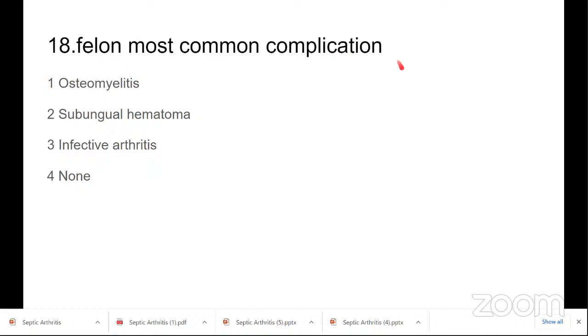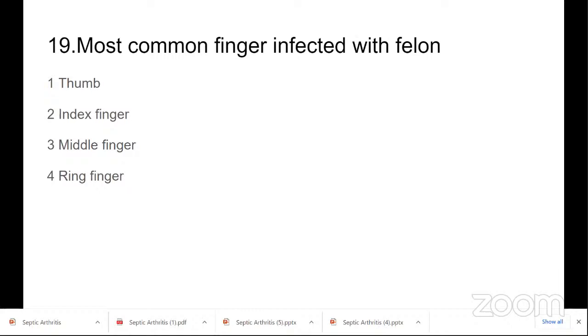Felon, most common complication: osteomyelitis. Very good. Most common finger affected with felon. Different people pronounce it differently. There's a difference in pronunciation between South and North Indians. Most common finger affected in felon: ring finger, index finger.